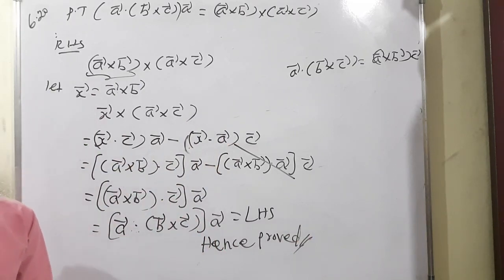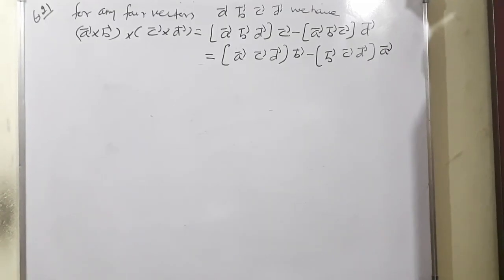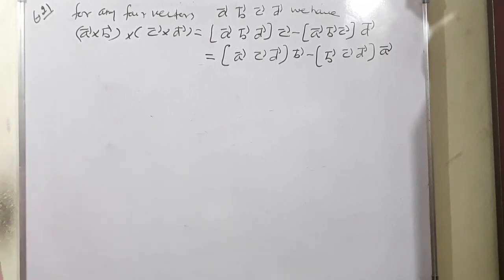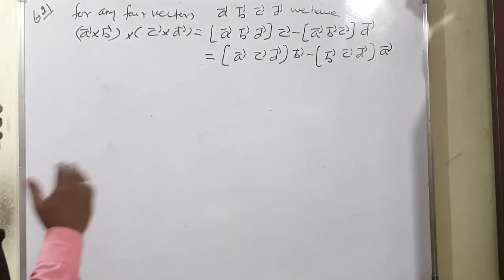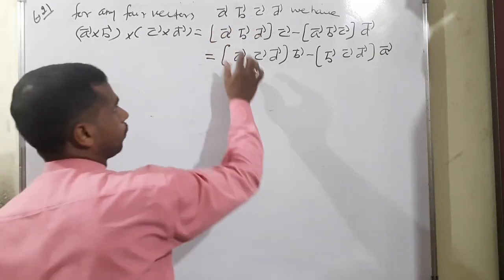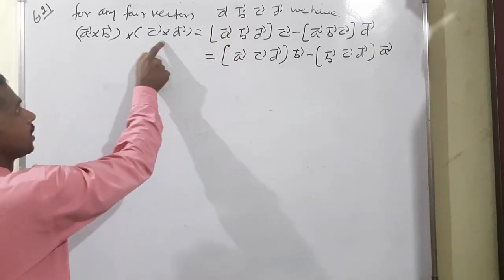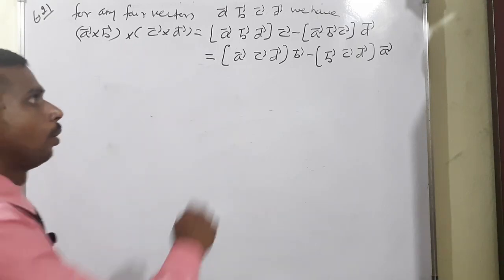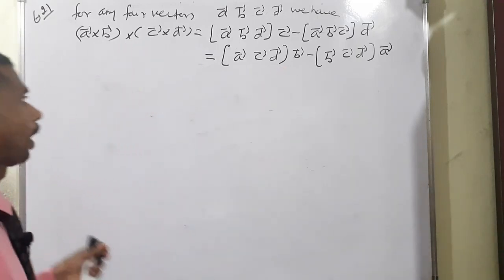Okay, I will continue with the next example. Moving to example 6.21. For any four vectors A vector, B vector, C vector, D vector, we have to prove the result. But in the left hand side, the same concept: (A vector cross B vector) cross (C vector cross D vector). But the output we have to show in the required form. Okay, I will move on.